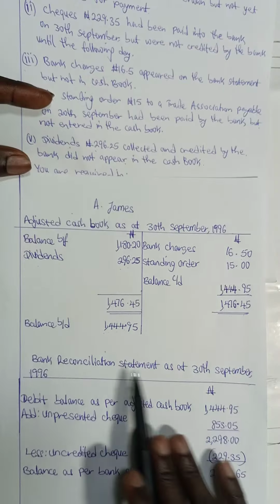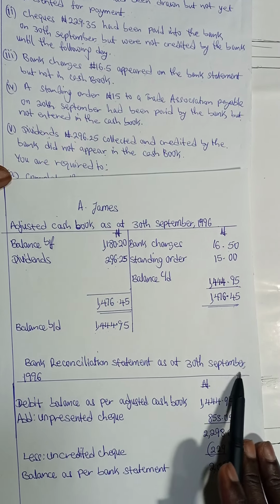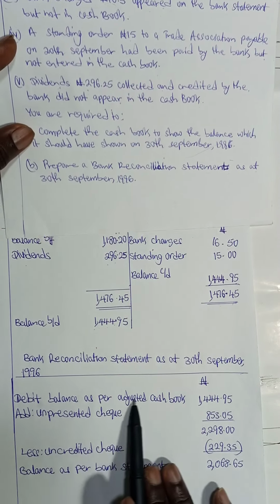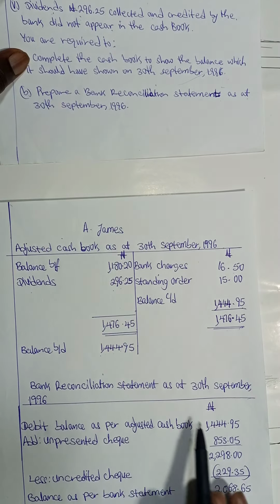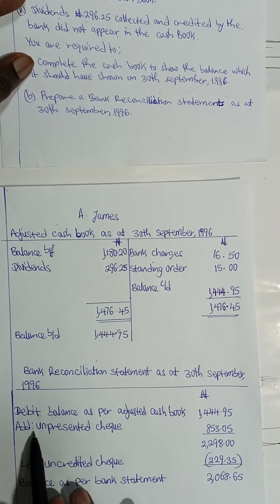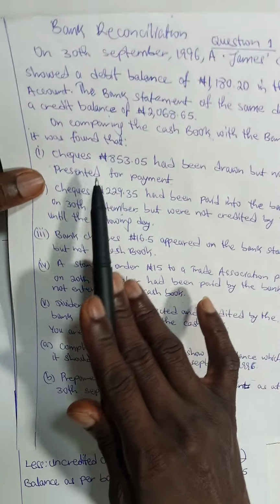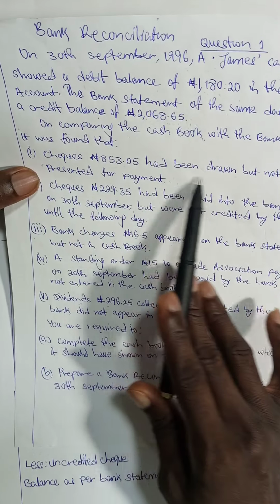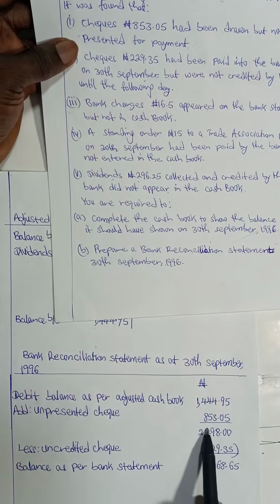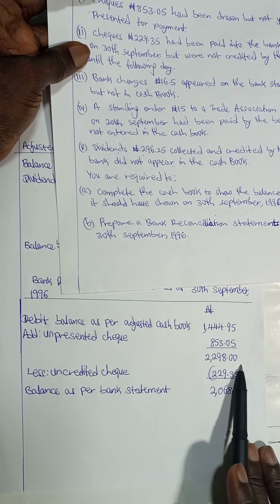So we will now prepare our bank reconciliation statement as at 30th September 1996. So debit balance as per adjusted cash book, this our debit balance is here, 1,444 naira 95 kobo. So we add unpresented check, the unpresented check we saw earlier, 853 naira 5 kobo, which have been drawn but not yet presented. This is an unpresented check. That's the reason we are adding it here. So we got 2,298 naira.